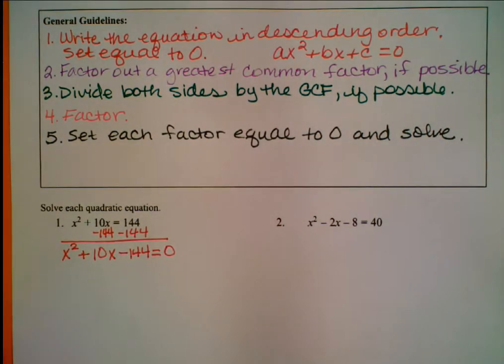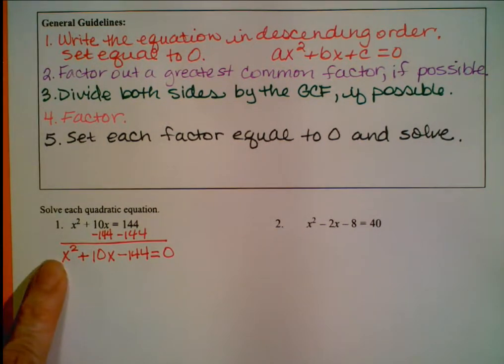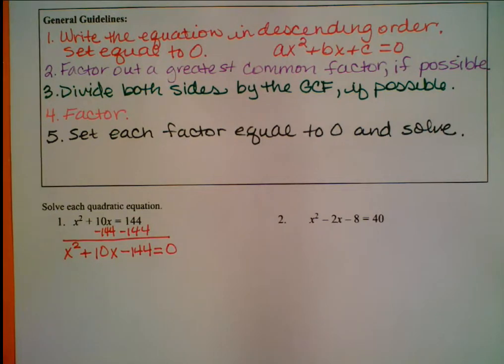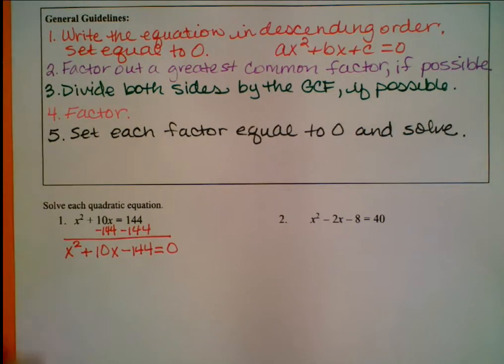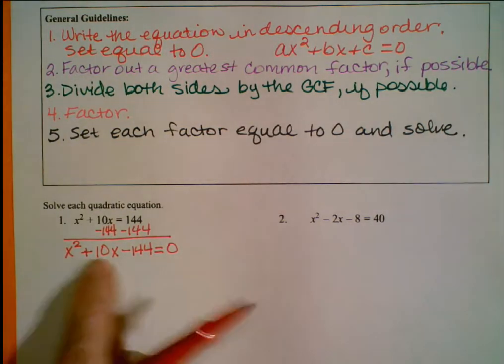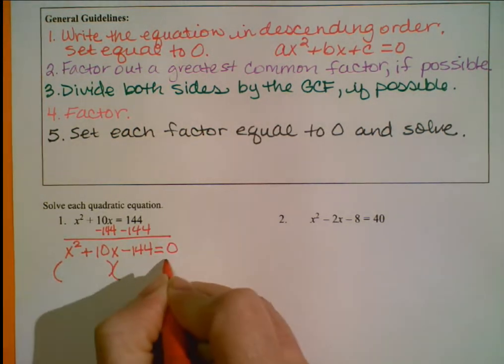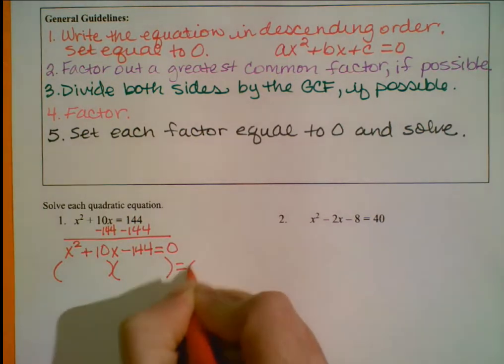All right, so the second step is to look for a GCF. In this case, because the lead coefficient is a 1, the only value that these 3 numbers, 1, 10, and negative 144, have in common would be a 1. When that happens, don't worry about doing step 2 or step 3. All right, so the next thing we want to do is factor it. And when we factor it, we're looking to determine if this trinomial can be broken apart into 2 binomials, 2 things each having 2 terms.